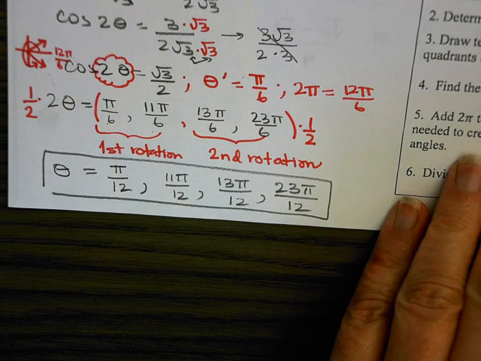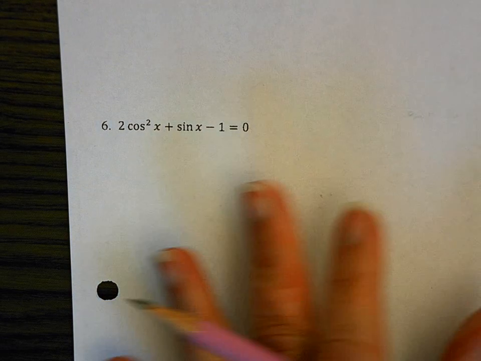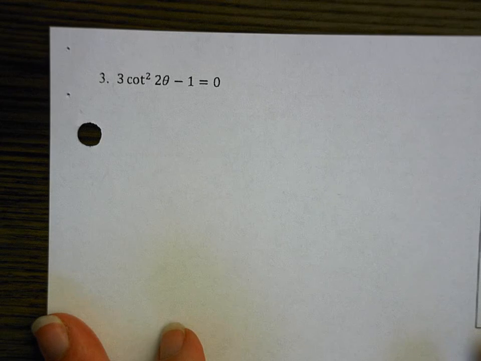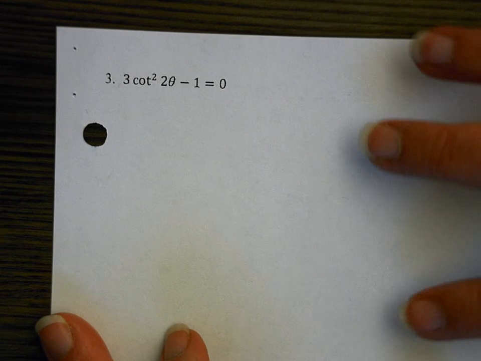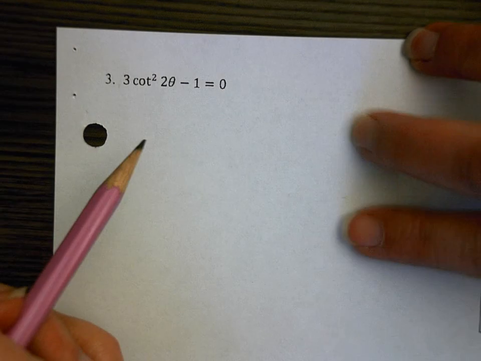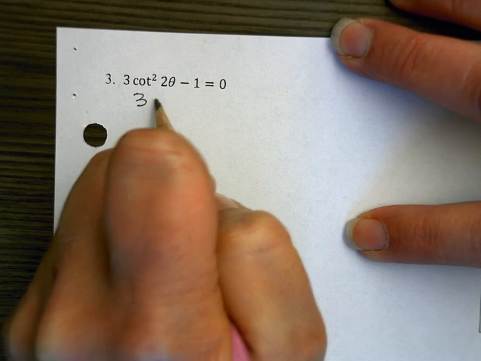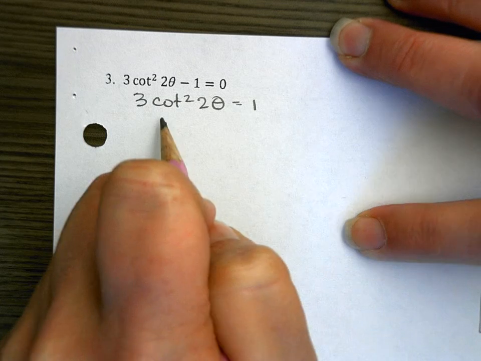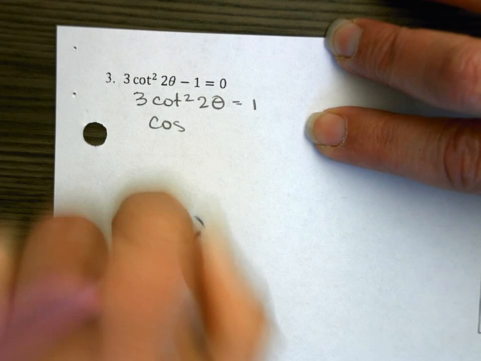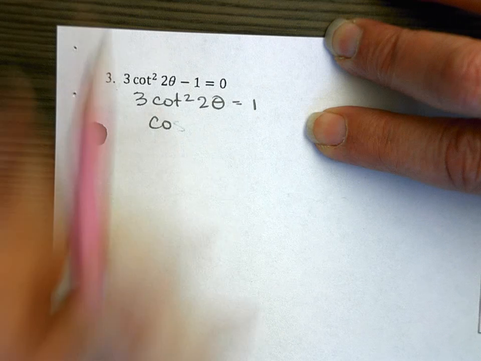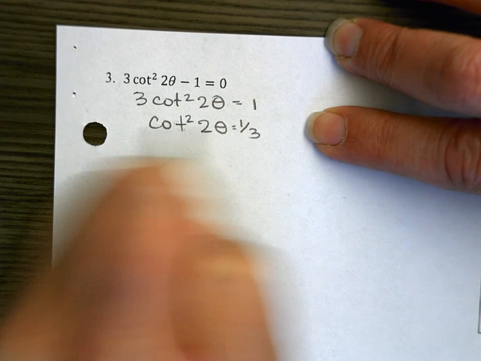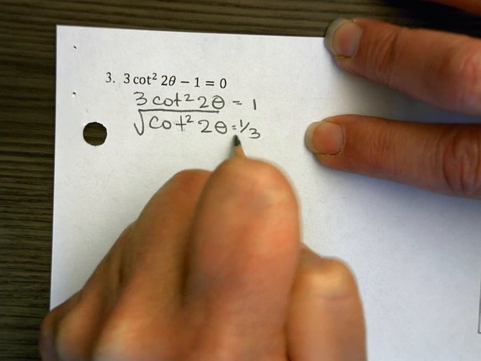Okay, so let's take a look at question number 3. So let me jump to that one. Okay, so same direction. So question number 3. So we want to isolate the trig ratio. So then I am going to add 1. And then divide by 3. Whoops, that will stay cotangent, not cosine. And then I'm going to square root both sides.